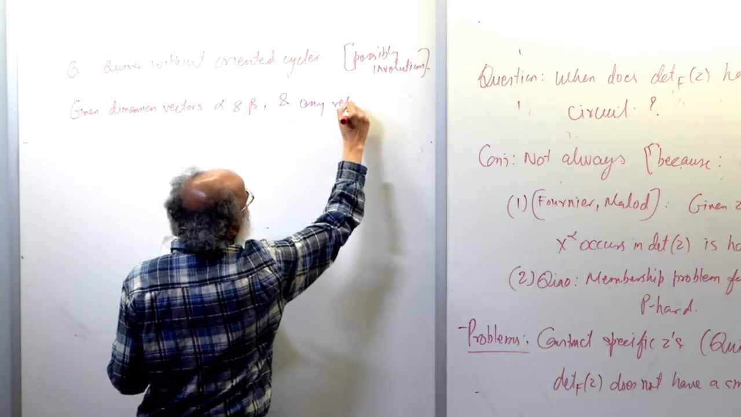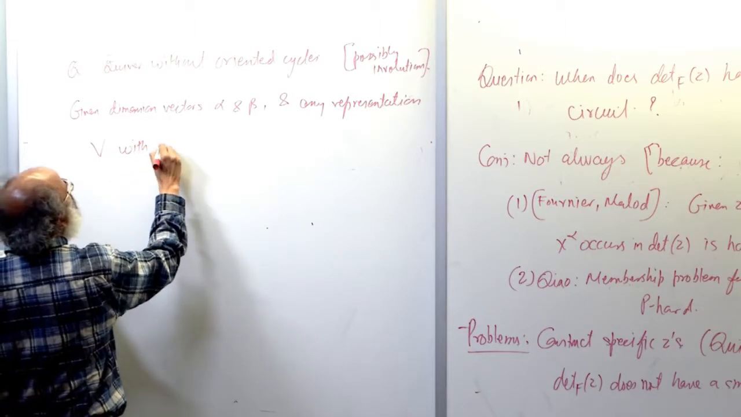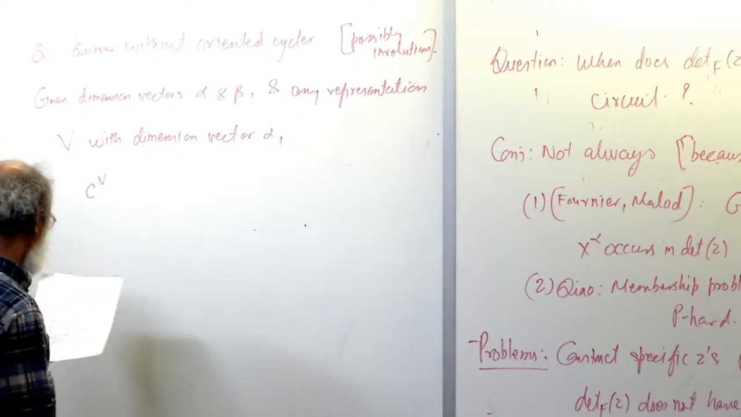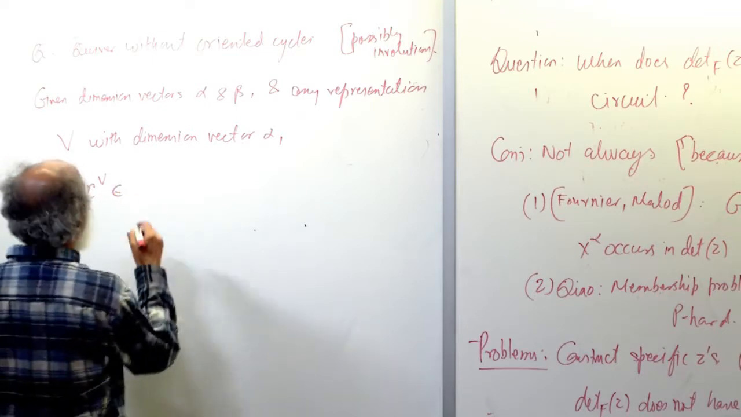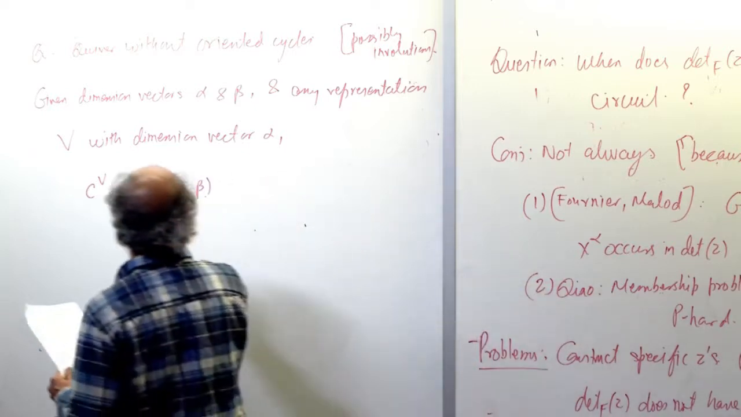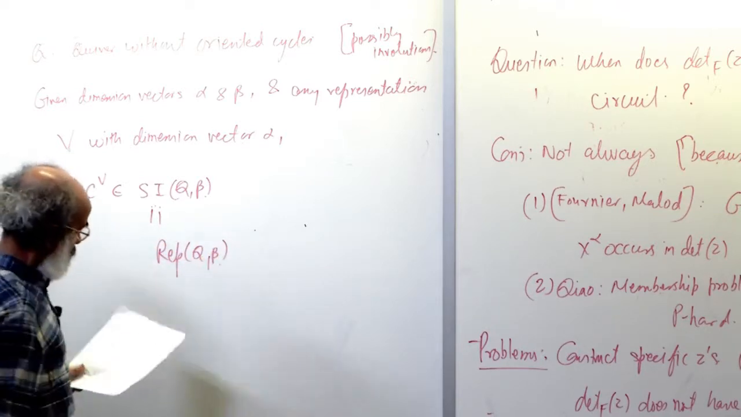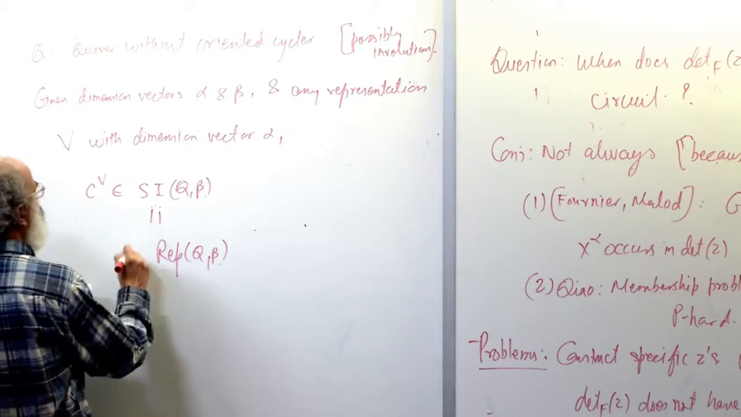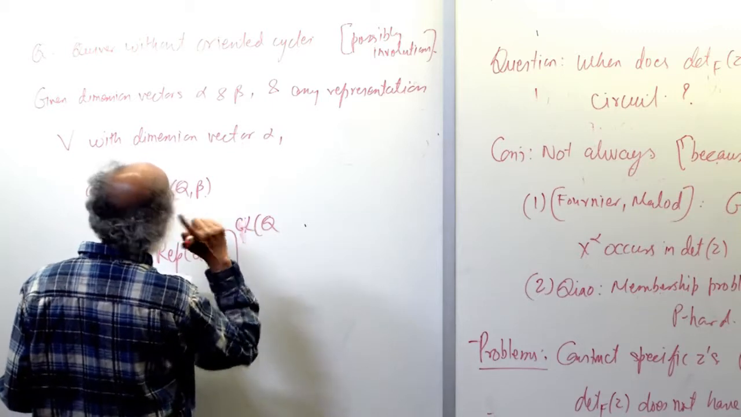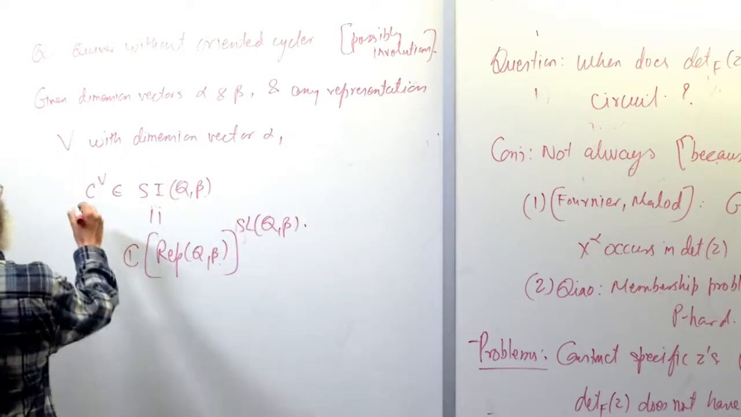and any representation V of the quiver with dimension vector alpha, let CV be the semi-invariant in what he denoted as SI of Q, B. Okay, so the semi-invariant of that, which by definition is the ring of... if you take all the representation space of representations with a dimension vector B, and then you take the GL action on that, you can identify that with SL QB, at least the space. So this is the semi-invariant.